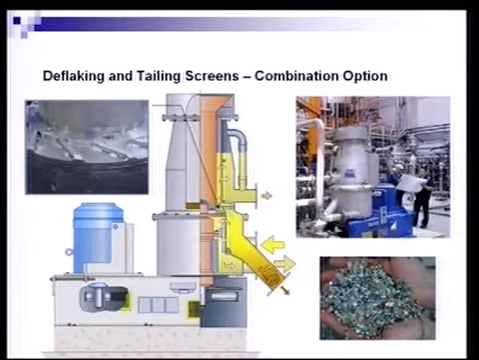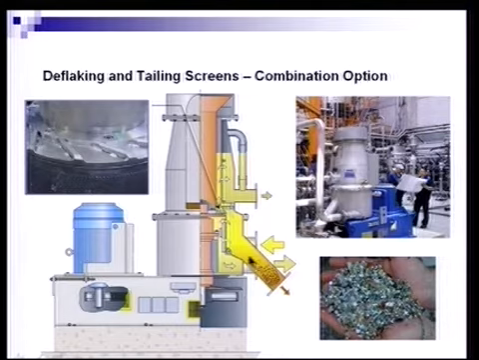This is an option for combining those two functions. That is, the secondary coarse screen and the tailing screen could be combined into one screen. And this is a deflaking tailing screen that takes advantage of the centripetal flow process again. The stock is injected here. The basket, in this case, rotates around. There are stationary foils on the inside, so the stock flows centripetally through the accepts and comes out as the accepted stock and can be fed forward.